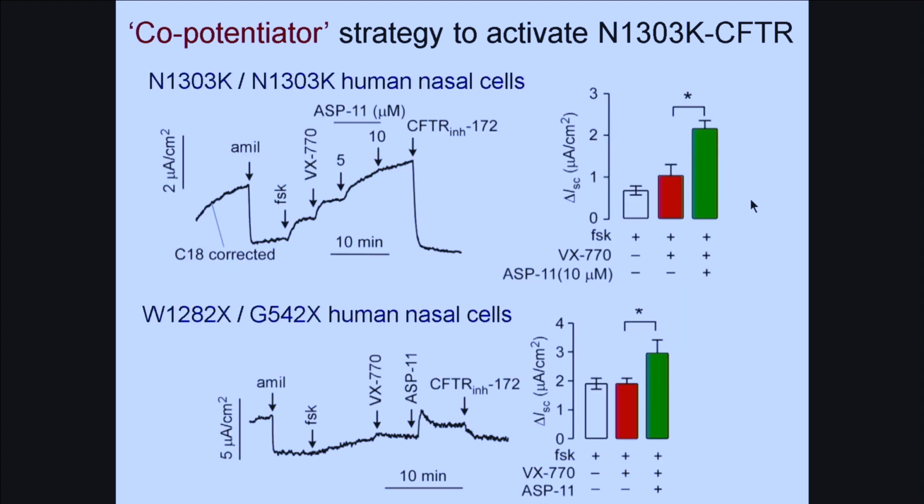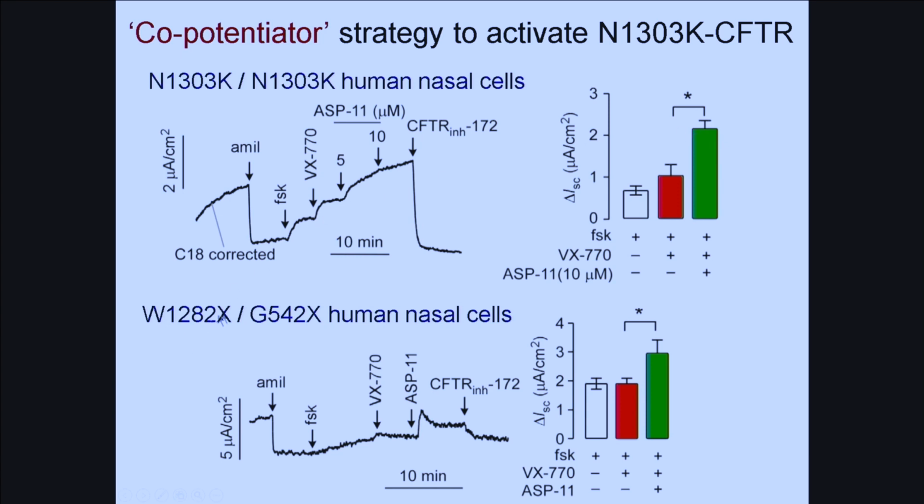This is data from a patient in Italy who's homozygous for the N1303K mutation, using human nasal cells. And the finding is that Vertex 770 alone produces some effect. This is all in the presence of a corrector. And our co-potentiator, as shown in the green bar on the right, increases the effect further.